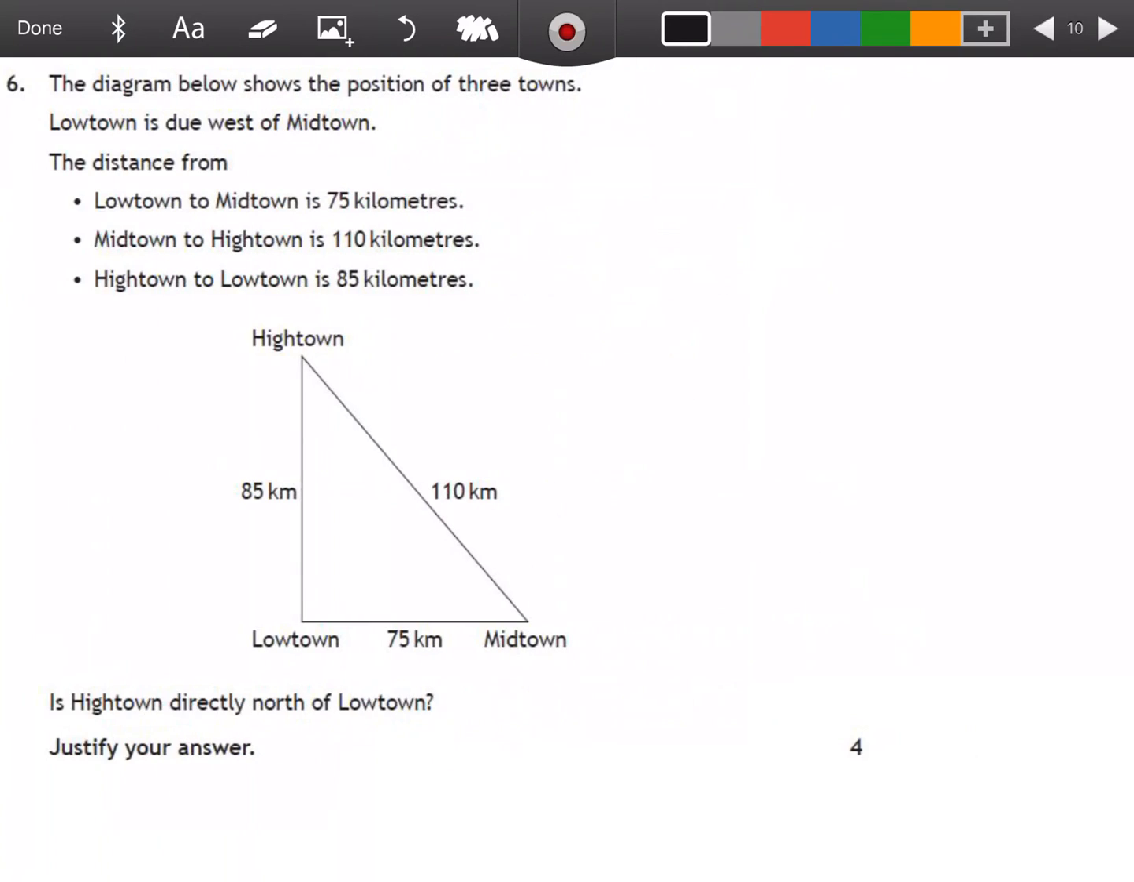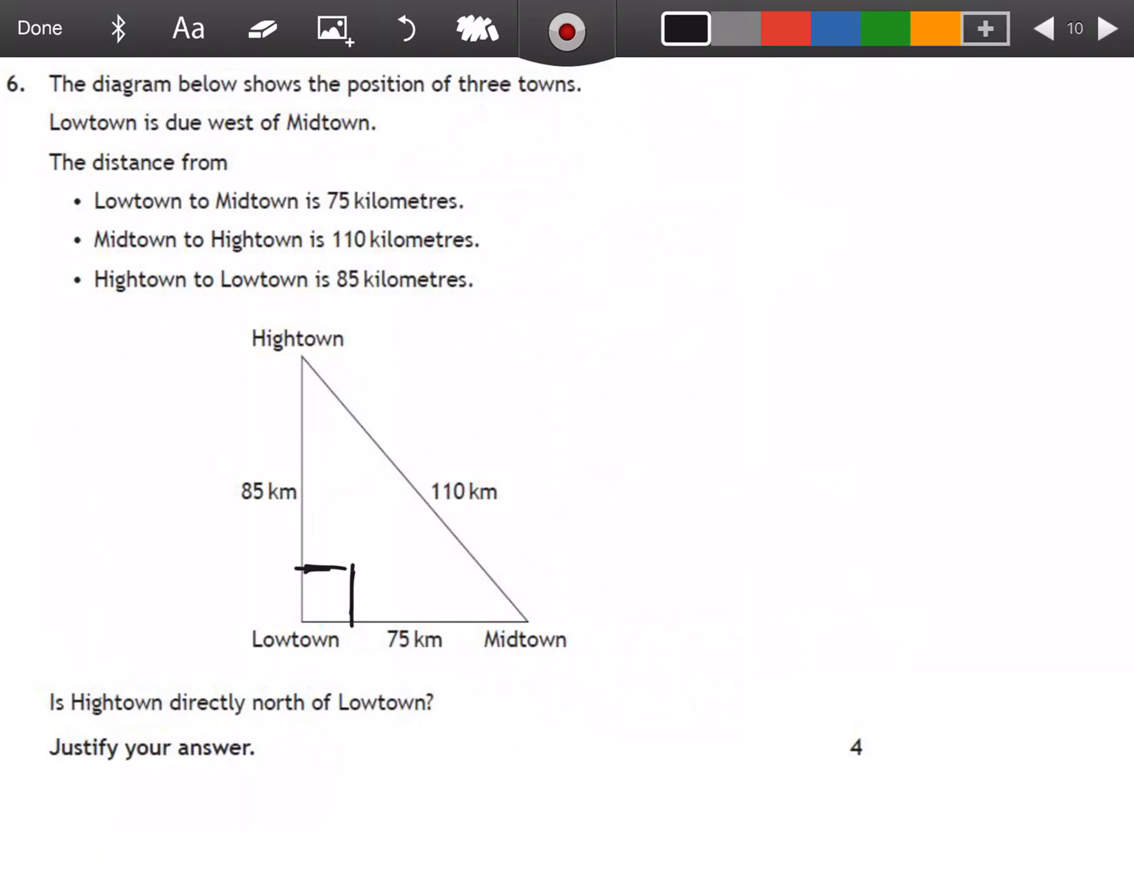Next one is, certainly it's a triangle. It looks as if this is west. Lowtown is west of Midtown. And it says, is it directly north? Basically, they're asking you, is this a right angle triangle? That is what they're asking. It's a Pythagoras question. It's actually a converse of Pythagoras. They're asking you to prove or determine whether or not this is a right angled triangle. Basically do Pythagoras on it and see if it works.